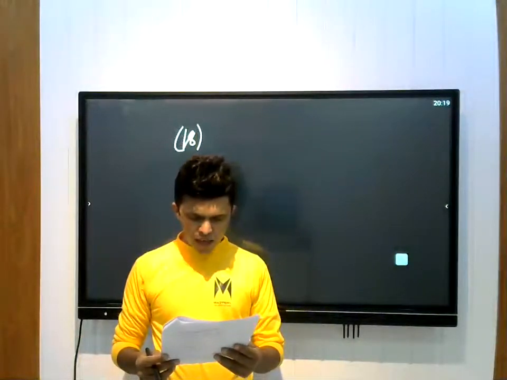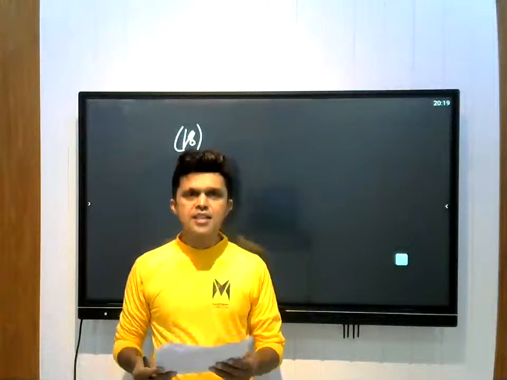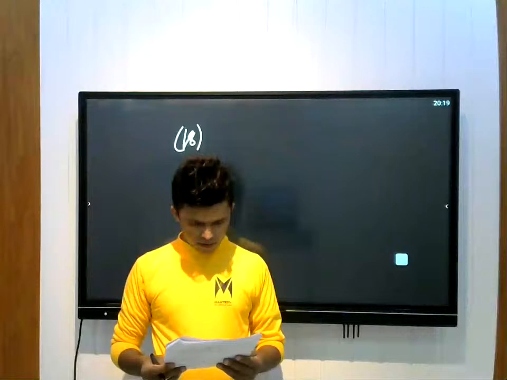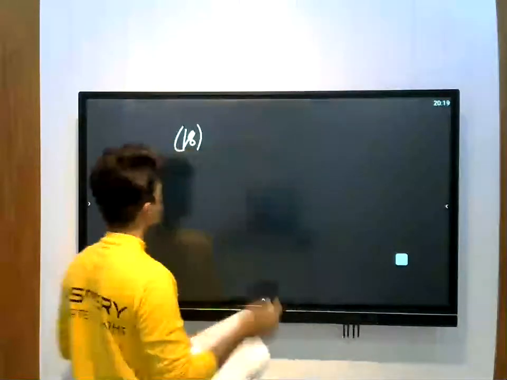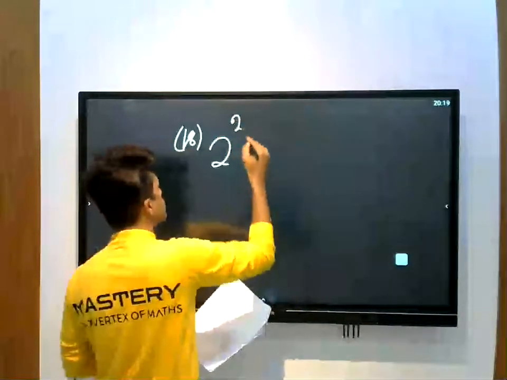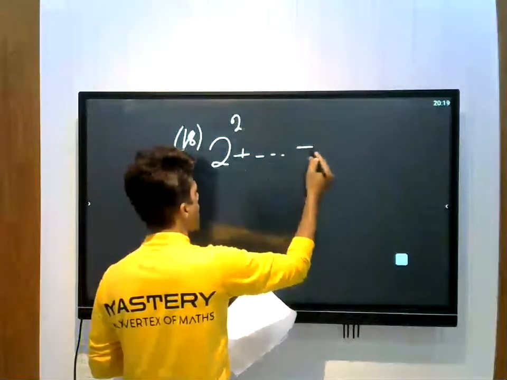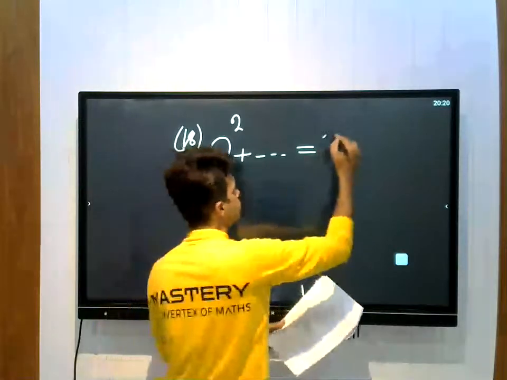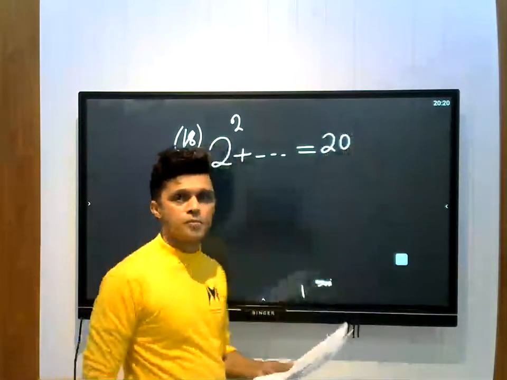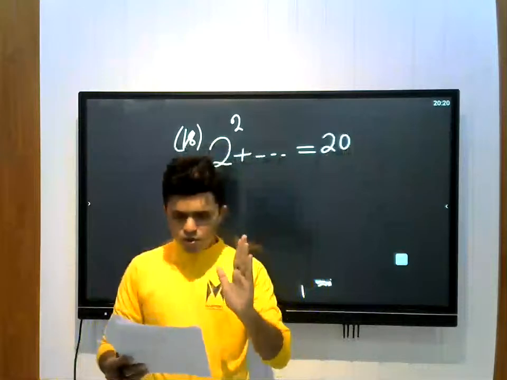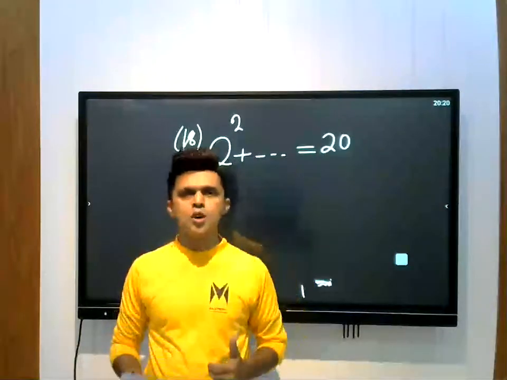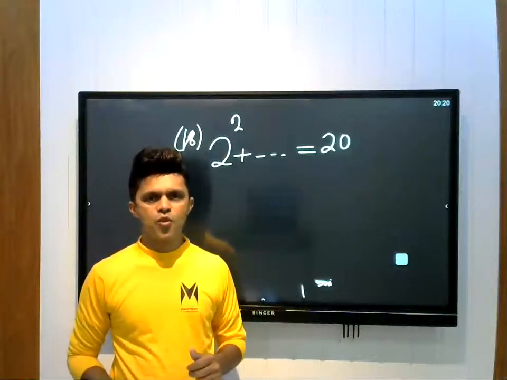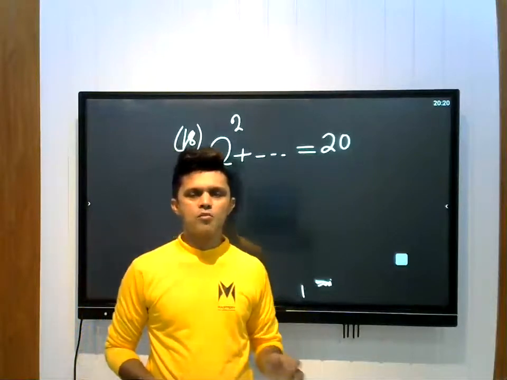Write a suitable number for the blank in index form. This is 2 to the power 2 plus a blank. You need to get the answer in index form. You have to get the number for the blank that should be written in index form.